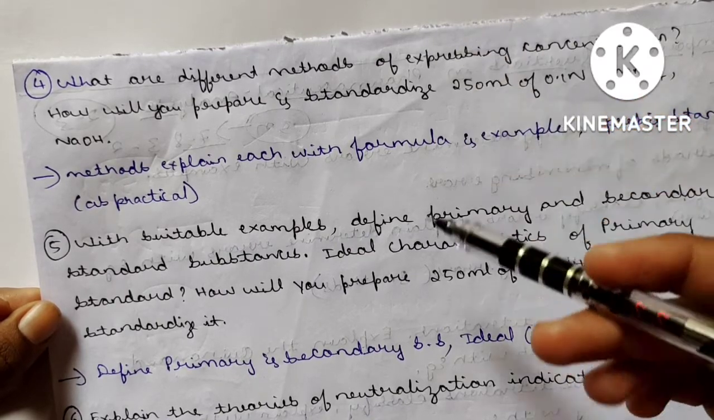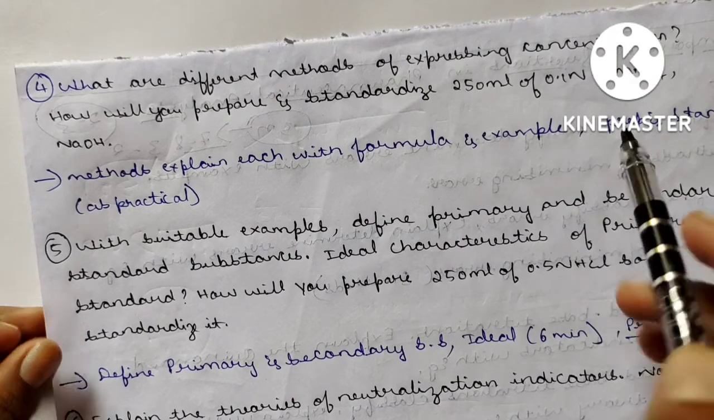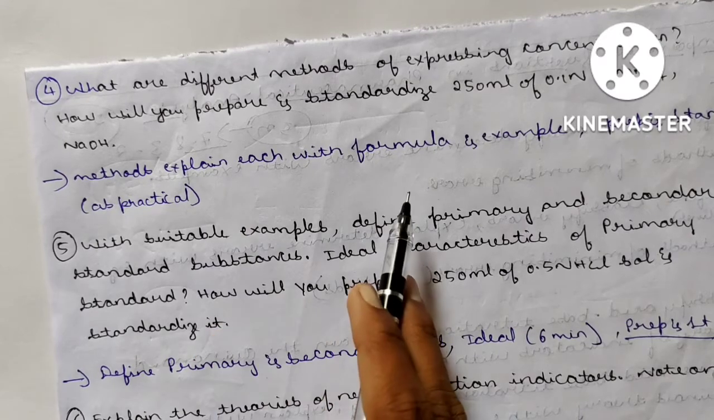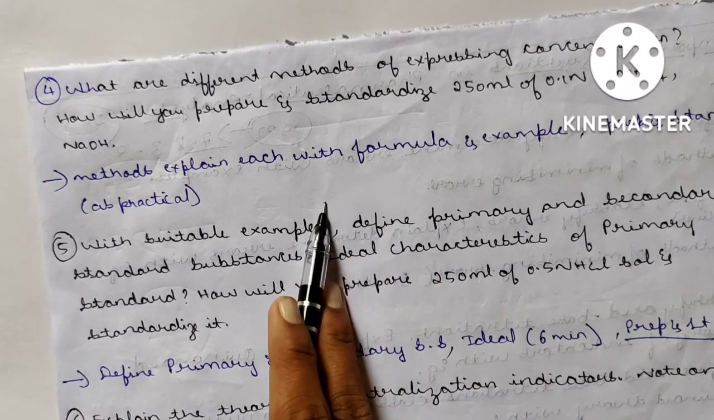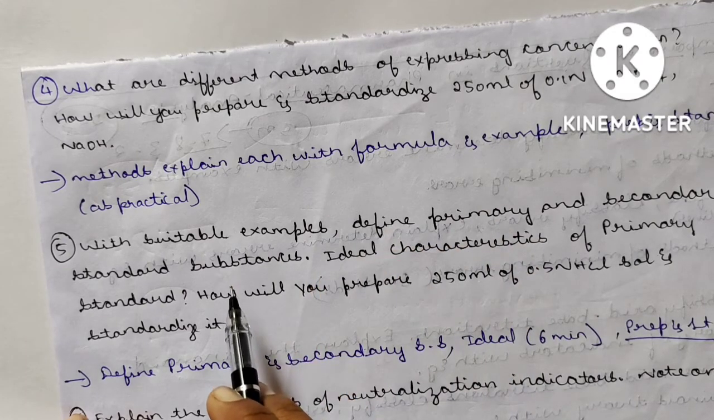First name those all. After that you explain each one. Minimum you have to cover 8 to 10 lines with example. Molality, you give an example and formula. Okay, then the next one is standardization of KMnO4 and sodium hydroxide.